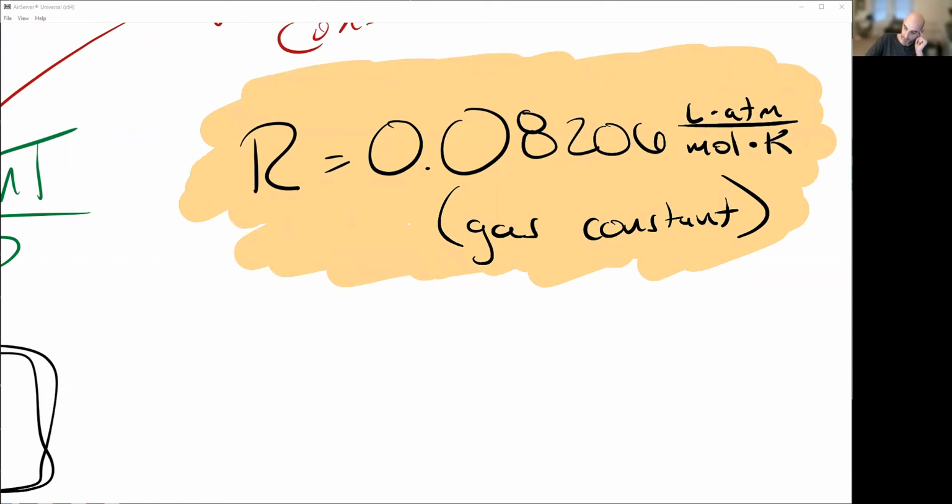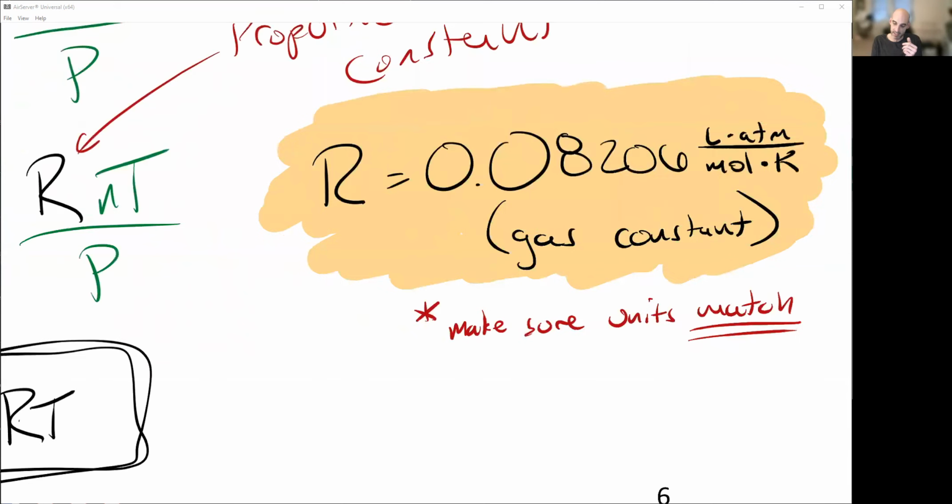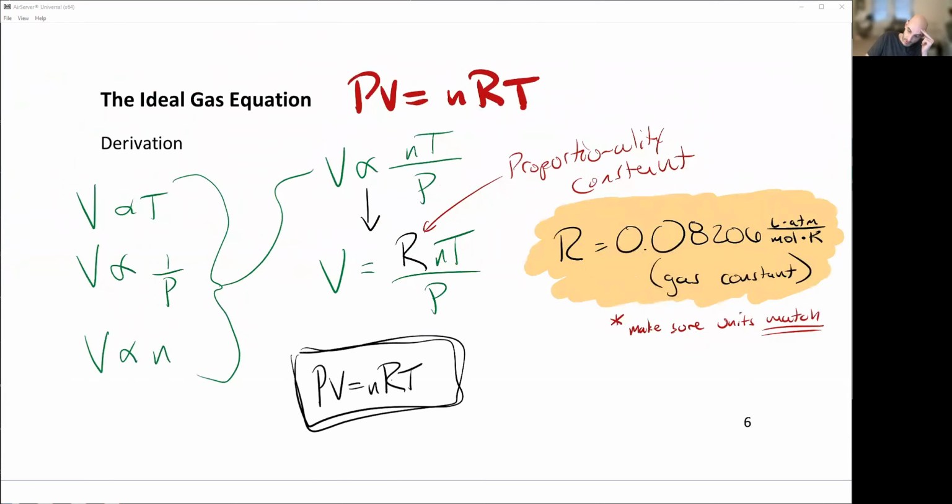So one really quick thing about this, please recognize that units are important. Whenever you use this, make sure units match. Units must match. So if you're doing something with the ideal gas equation, you have to make sure that you have liters, atmospheres, moles, and Kelvin for all of your units. Otherwise, it's not going to work out and you're going to get that wrong. So please double check. All right, so this is what we have. PV equals nRT, and we know our R value is the constant that makes it go from a proportionality into an equal sign.